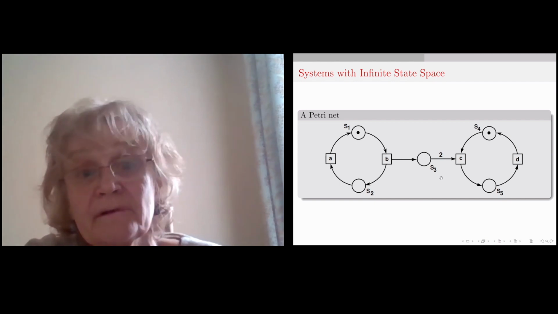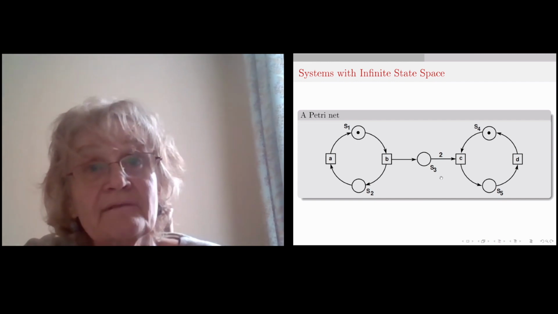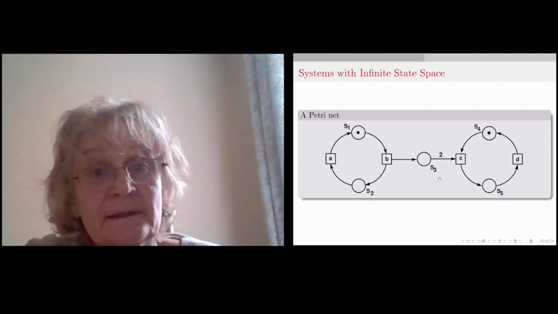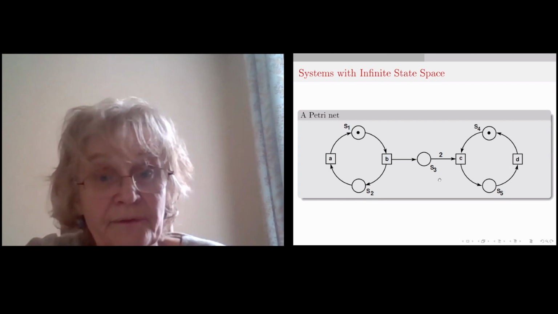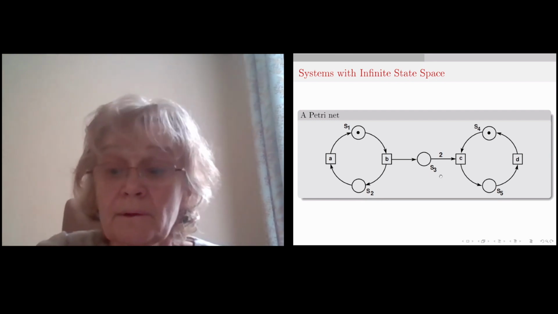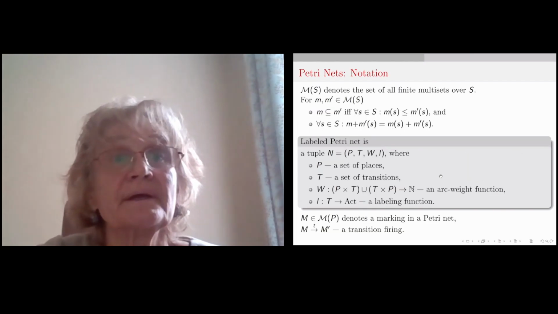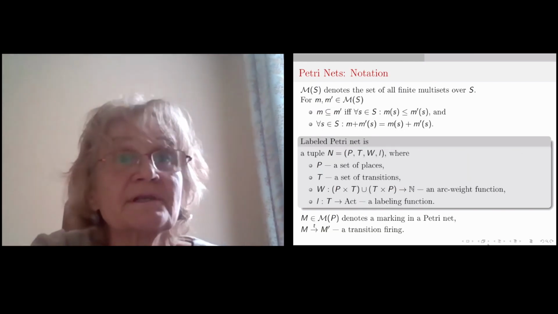But we have a situation when we have a system with an infinite number of reachable states. Then what do we have in this case? So this is a definition.